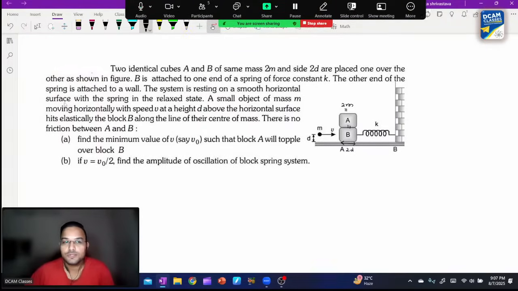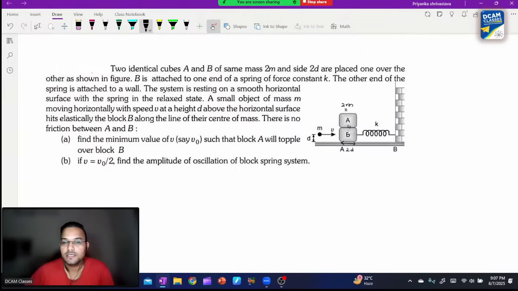The system is resting on a smooth horizontal surface with the spring in the relaxed state. This was the system present initially. Now things change. A small object of mass m, moving horizontally with speed v at a height d above the horizontal surface, hits elastically the block B along the line of center of mass. They have told us it's elastic. There is no friction between A and B.